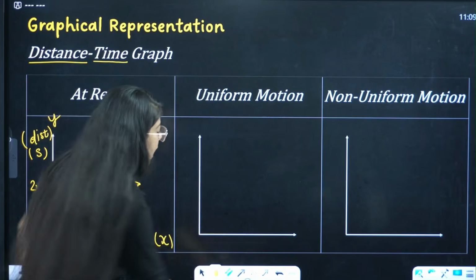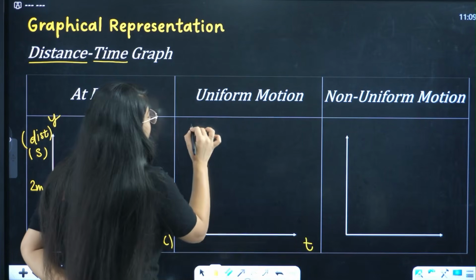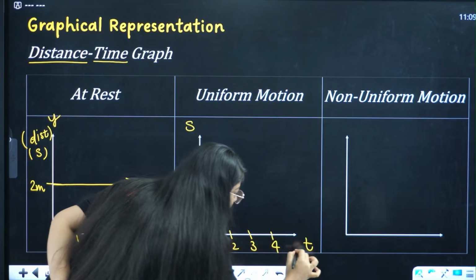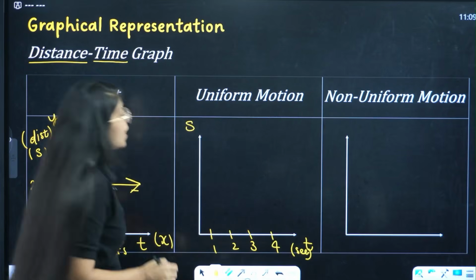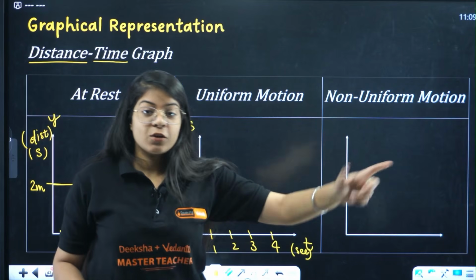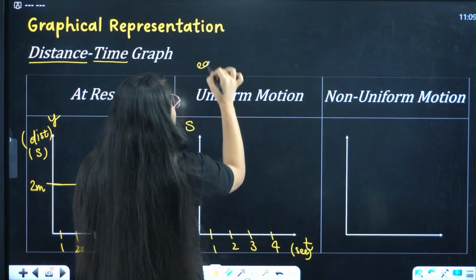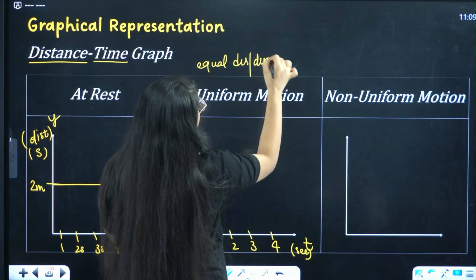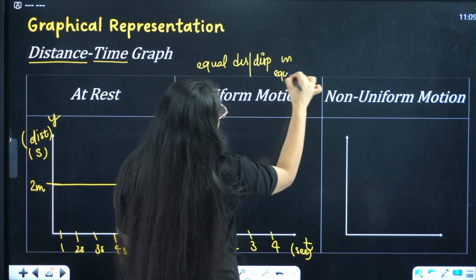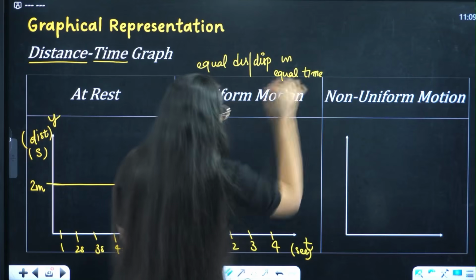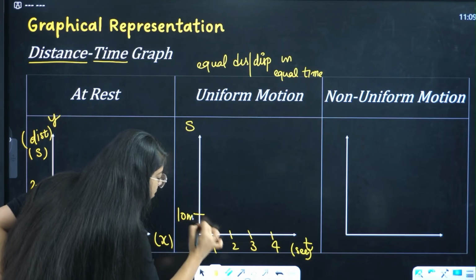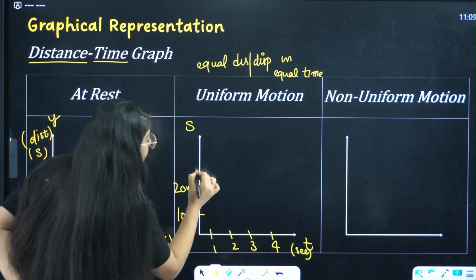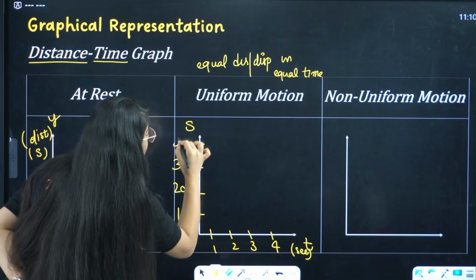Okay, then again we'll have time on the x-axis, distance on the y-axis, with 1 second, 2 second, 3 second, 4 second. So this is in seconds. Now this is a uniform motion. Uniform motion means equal distance or displacement in equal time. So that means you cover 10 meters in the first second, then another 10 meters, that means 20 meters you reached in another second, then you reached 30 meters, then you reached 40 meters.